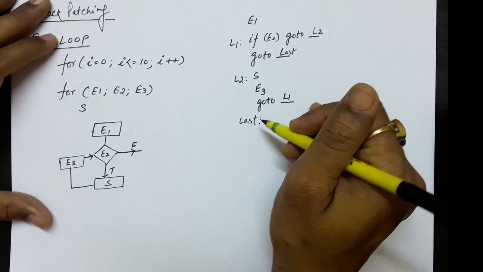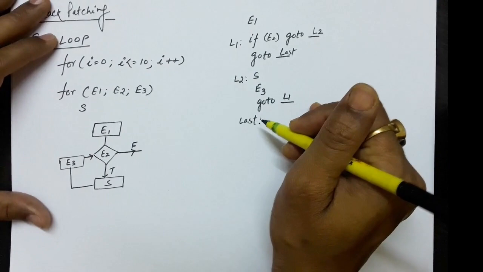Similarly for case 2, we're going to write A equals to B multiplied with C. So in three address code, it can be written as T2 equals to B multiplied with C in the first step. In the next step, A equals to T2. Having executed all these statements A equals to B multiplied with C, we will have to go to the last using the break statement. So go to last.